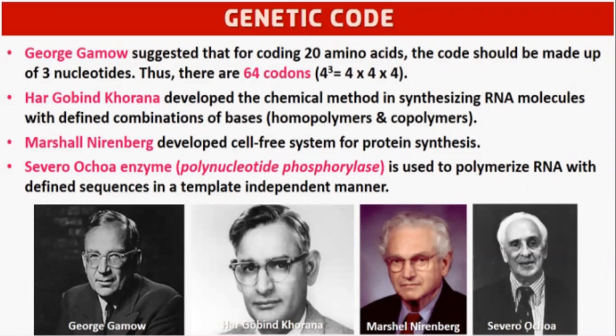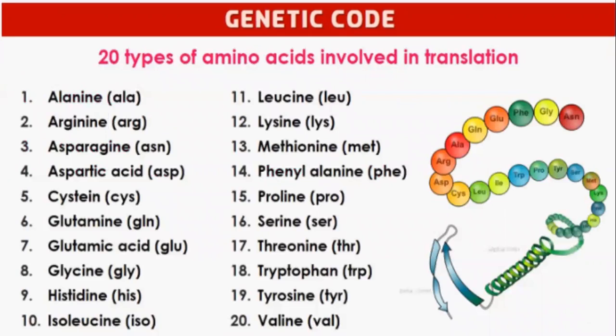Har Gobind Khorana developed the chemical method of synthesizing RNA molecules with defined combinations of bases, that is homopolymers and copolymers. Marshall Nirenberg developed a cell-free system for protein synthesis. Severo Ochoa's enzyme, polynucleotide phosphorylase, is used to polymerize RNA with defined sequences in a template-independent manner. So these are the discoveries of all the scientists that we have discussed.